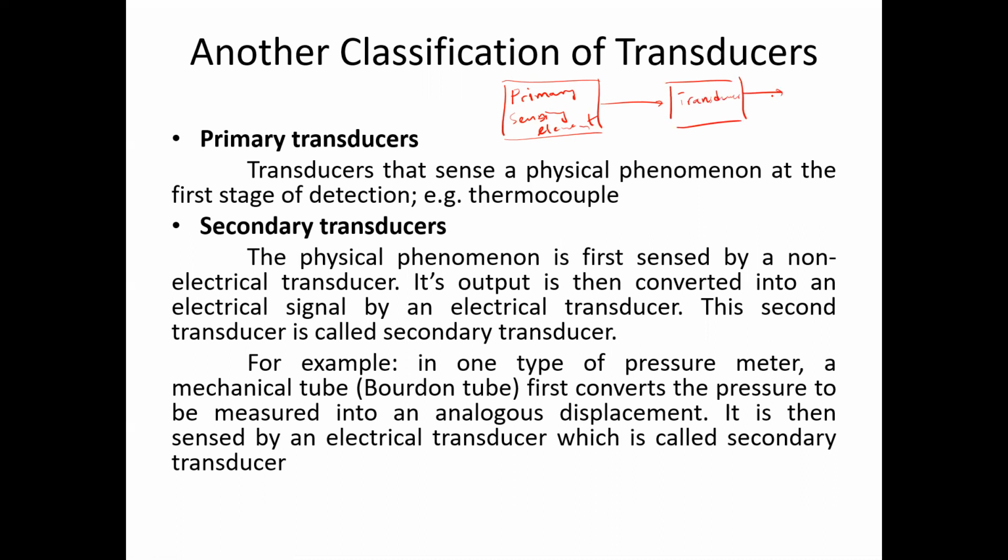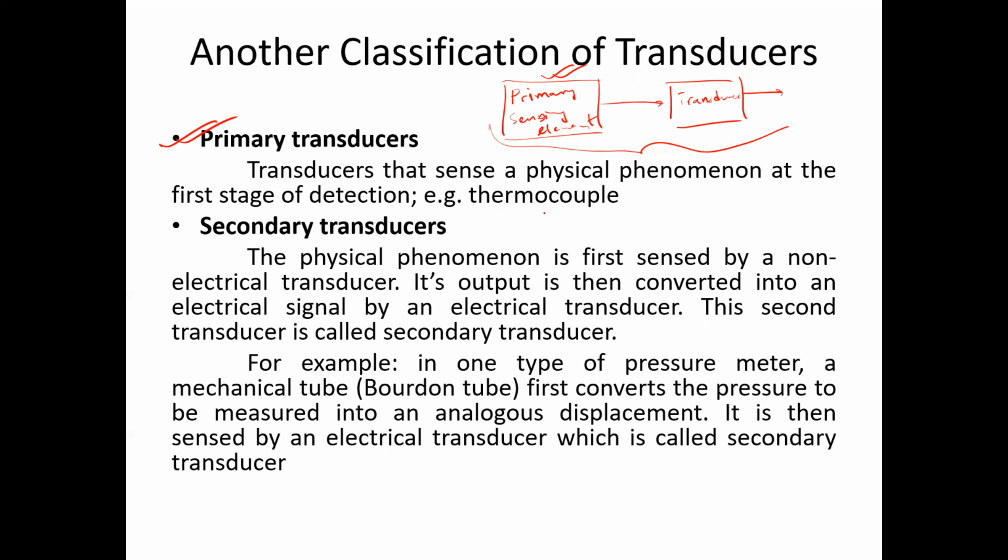Now, it often happens that both these functions are done by a single transducer. So a separate primary sensing element is not necessary. In those cases where a separate primary sensing element is not necessary, the physical parameter can be sensed and directly converted into a desired electrical form. In that case, the transducer is said to be a primary transducer.